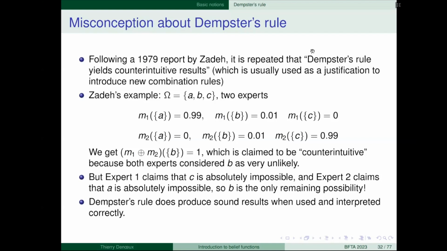So if you combine these 2 mass functions by Dempster's rule, what do you get? You get a logical mass function with focal set B, meaning now you're sure that B is true. And then they say this is counterintuitive because expert 1 believes that it's A, expert 2 believes it is C, and we conclude B. Okay? So if told like this, the story seems strange. But if you say expert 1 tells you that C is impossible, expert 2 tells you that A is impossible, then it can be only B. Then it makes a lot of sense. There is nothing wrong with that.